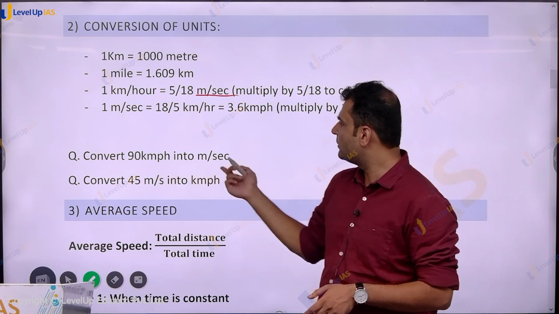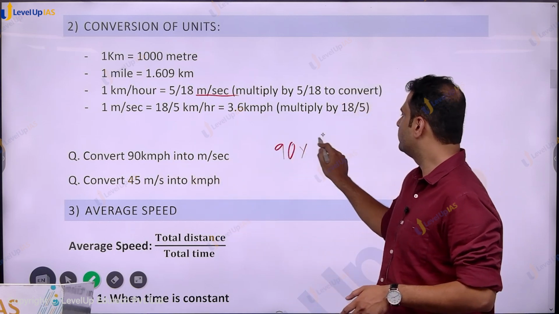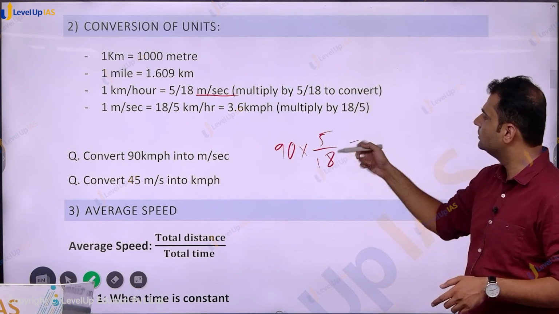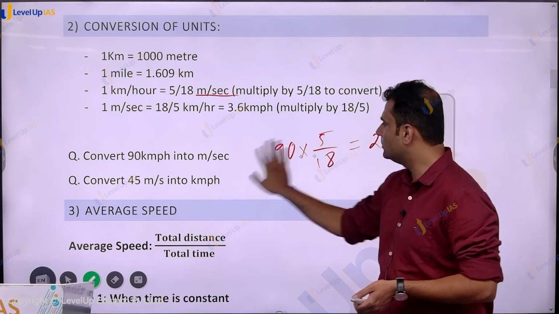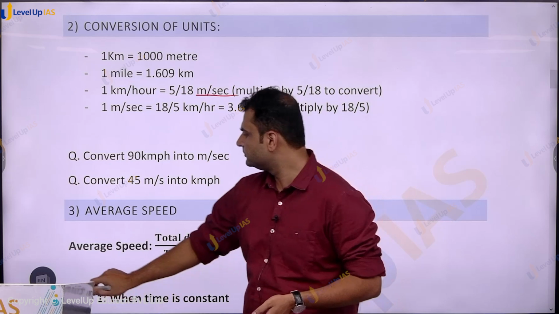90 kilometer per hour into meter per second: 90 into 5 by 18 is equal to 25 meter per second. Fine. This way you can do, and here multiply by 18 by 5.